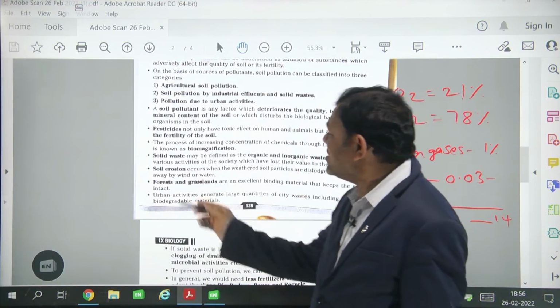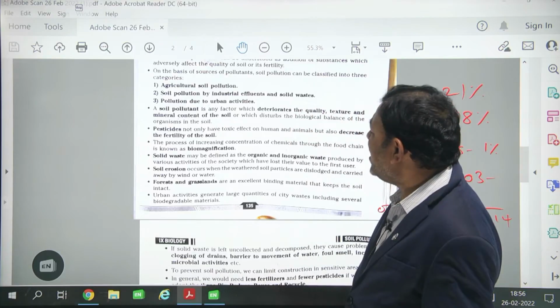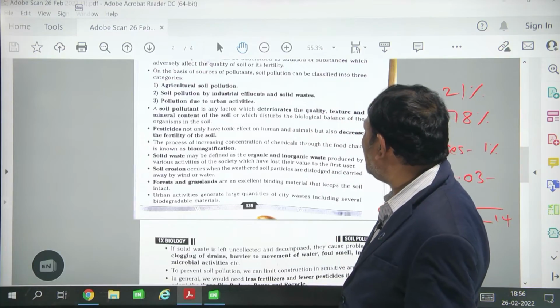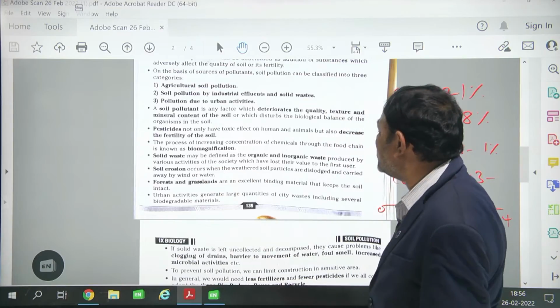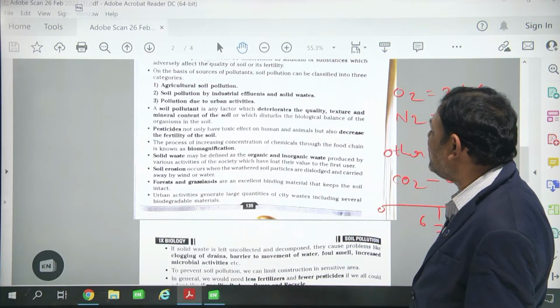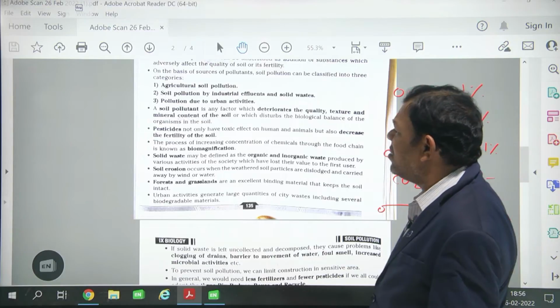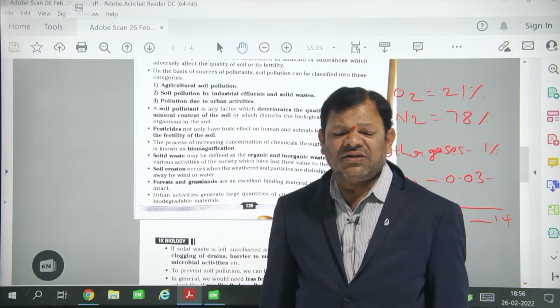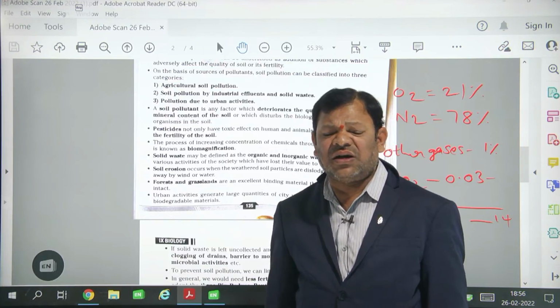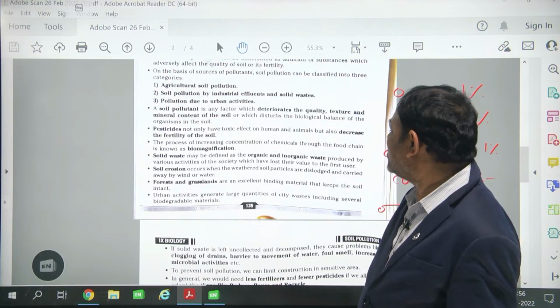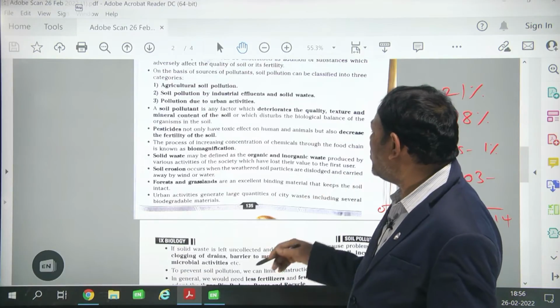Next, solid waste may be defined as the organic and inorganic waste produced by the various activities of society, which have lost their value to the first user. Generally, especially in construction, we are releasing solid waste. That is also causing soil pollution.